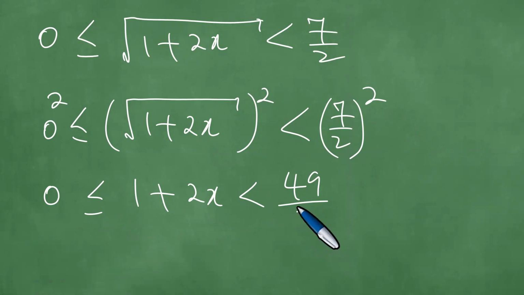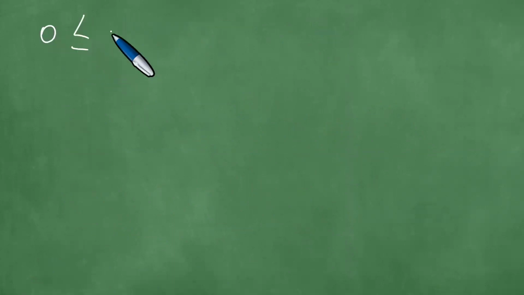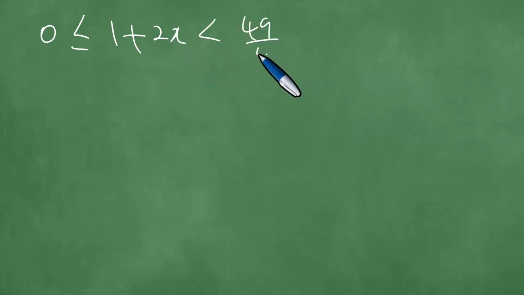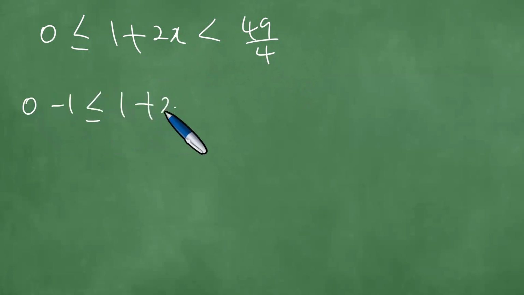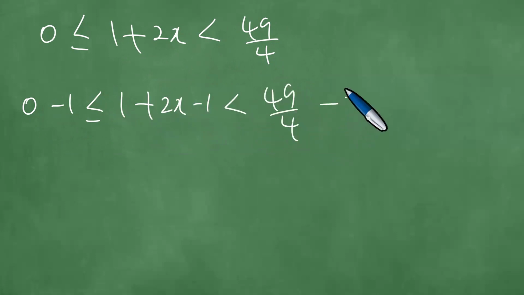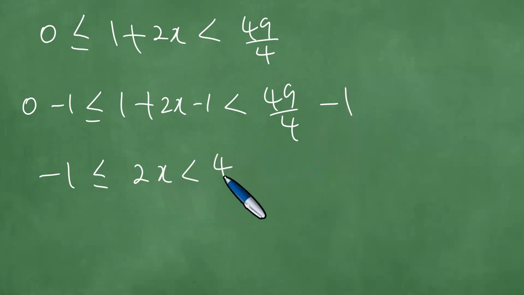Okay, so 0 is less or equal to 1 plus 2x, which is less than 49/4. You subtract 1 from each side of this. Subtracting 1 from each side, we get minus 1 is less or equal to 2x, which is less than 49/4 minus 1, and we have a 4 and 4 here, and this becomes 45/4.